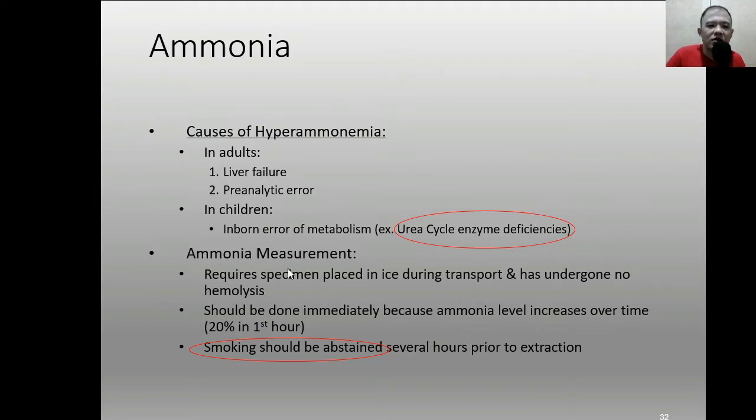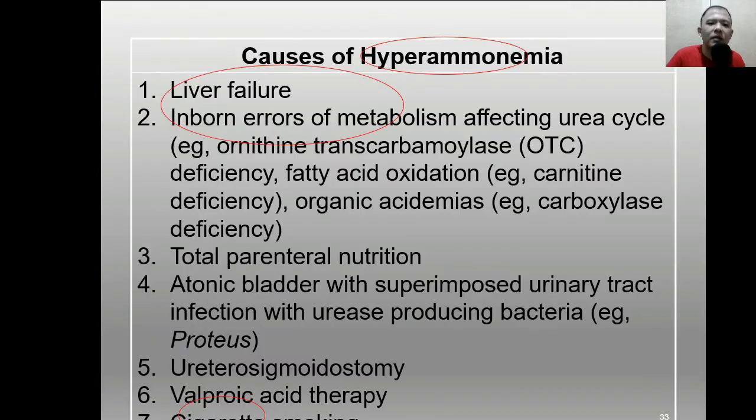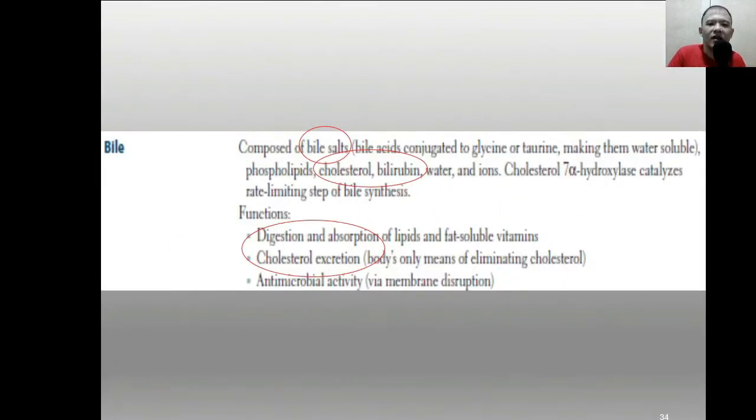And how do we measure? We have to place it in cold storage to prevent hemolysis. The test has to be done immediately, and smoking has to be avoided. And these are the causes of hyperammonemia: liver failure, an inborn error of metabolism, total parenteral nutrition, and take note, most especially cigarette smoking.